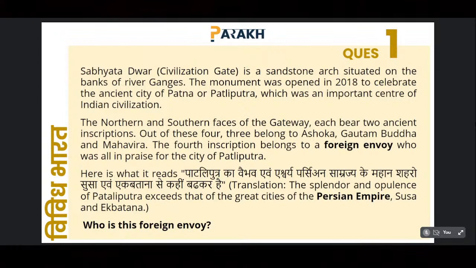Out of these four, three belong to Ashok, Gautam Buddha, and Mahavir. The fourth inscription belongs to a foreign envoy who was all in praise for the city of Patliputra. Here is what it reads.